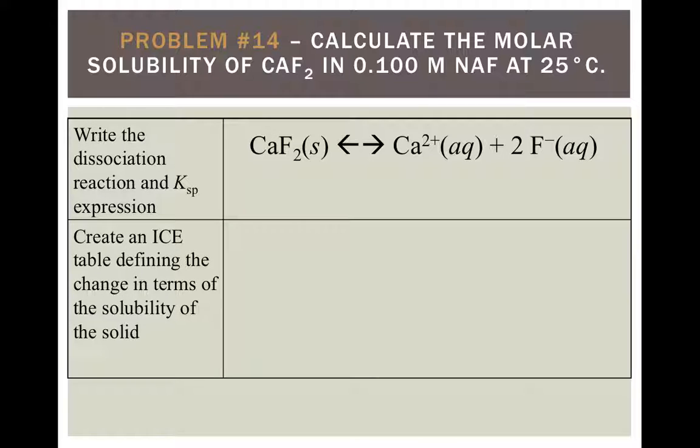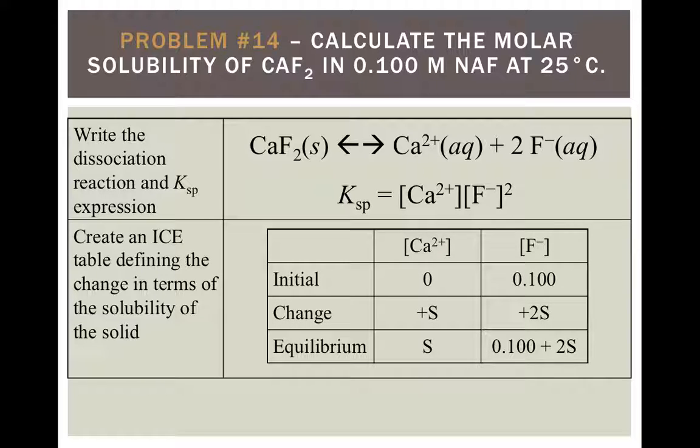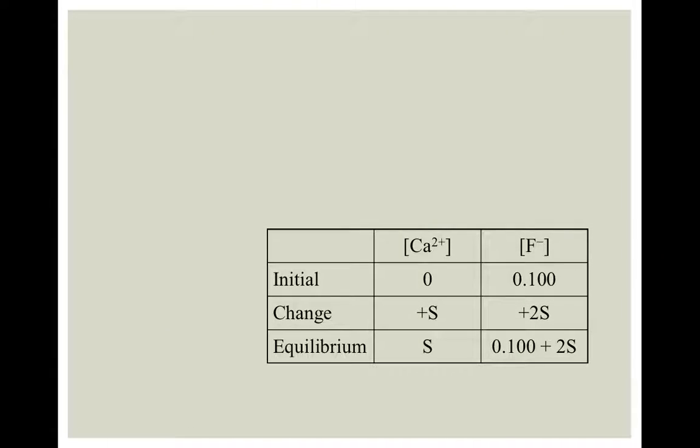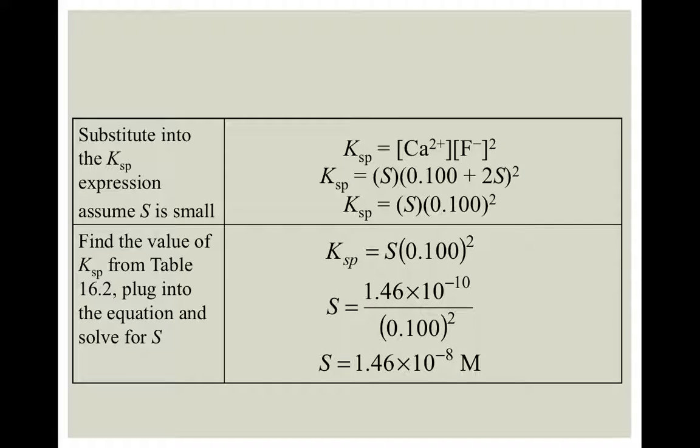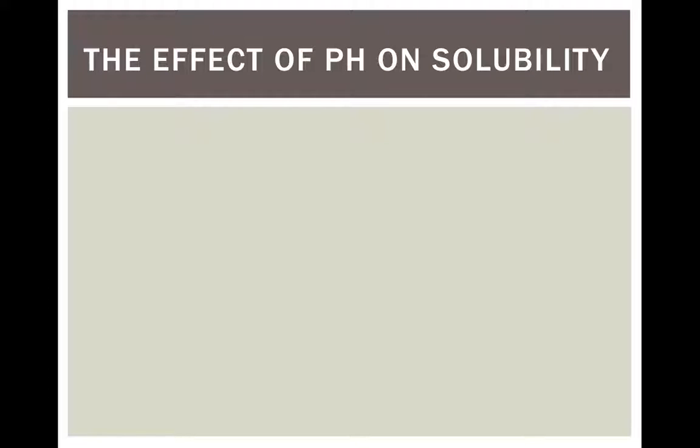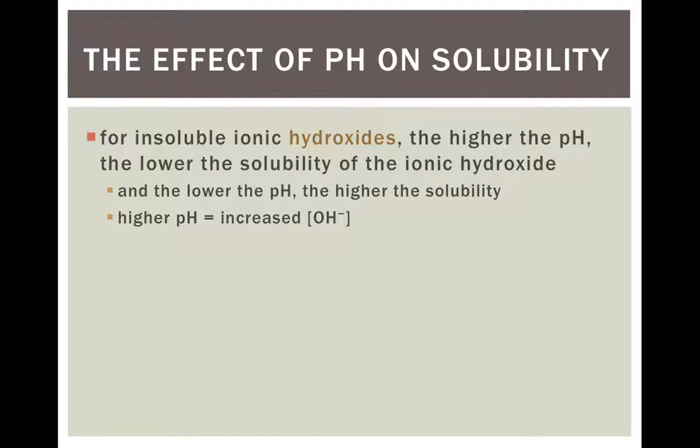So here we're calculating the molar solubility of CaF2 in 0.1 molar NaF at 25 degrees. So you have your equation, you have your expression, you have your ICE chart. Notice, remember you're using the s's, and you have 0.1 at equilibrium, so you're going to plug that into your chart, plug it into your expression, solve for your s, and you get a solubility of 1.4 times 10 to the negative 8.